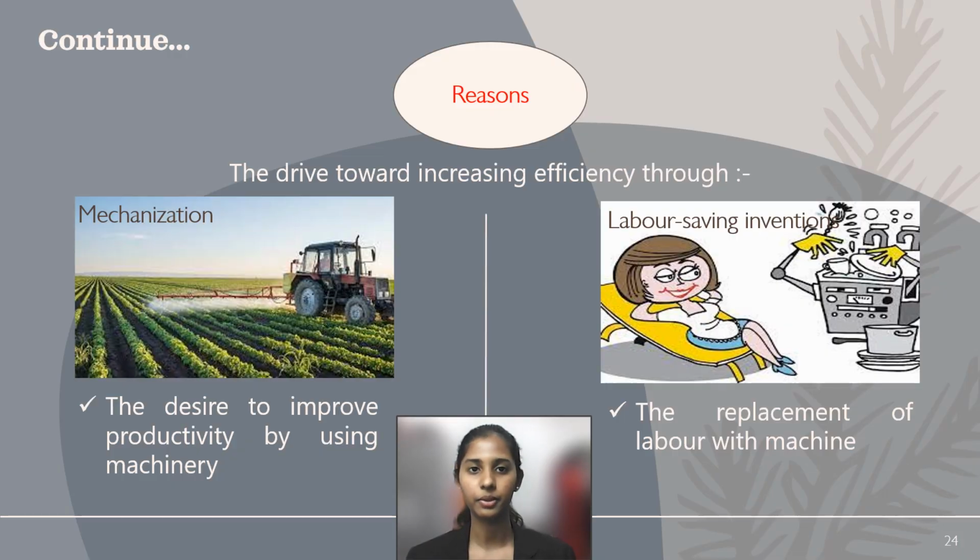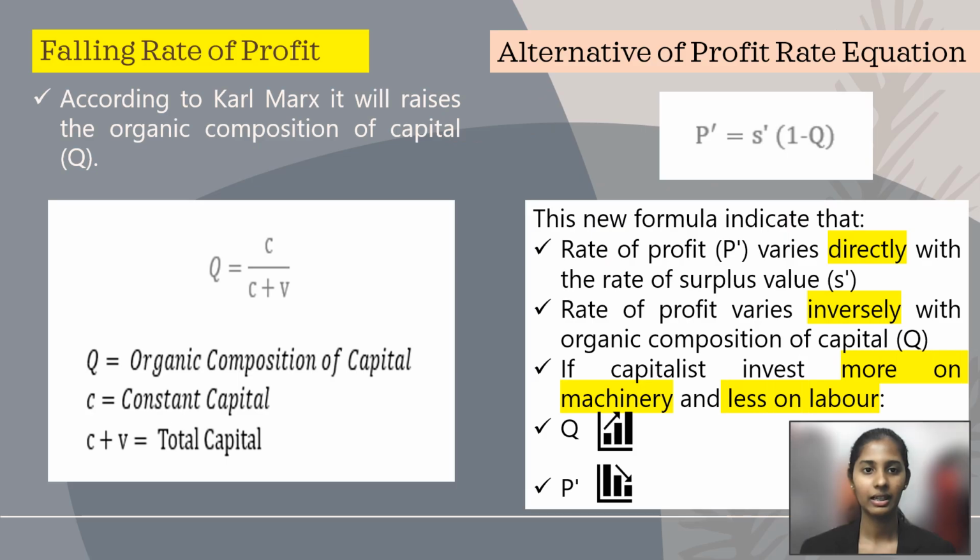The reason the rate of profit tends to fall in the long run is the drive towards increasing efficiency through using machineries. The increase in organic composition of capital (OCC), despite the rise in labor productivity and the rate of surplus value, leads to lower profitability: the falling rate of profit. According to Karl Marx, the falling rate of profit raises the organic composition of capital, which is OCC and known as Q. And the following can be calculated using the formula below.